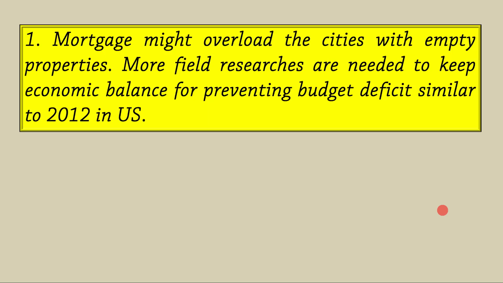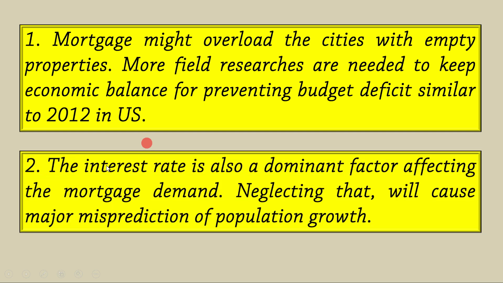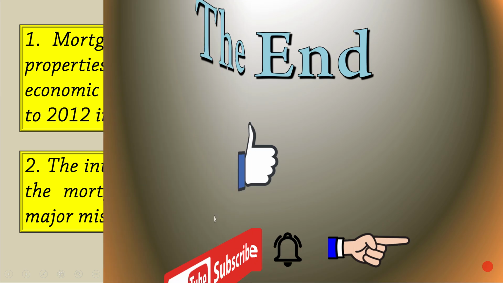For instance, a lesson could be, number 1, mortgage might overload the cities with empty properties. More field research is needed to keep economic balance for preventing budget deficits similar to 2012 in the United States. Or number 2, the interest rate is also a dominant factor affecting mortgage demand. Neglecting that will cause major misprediction of population growth.